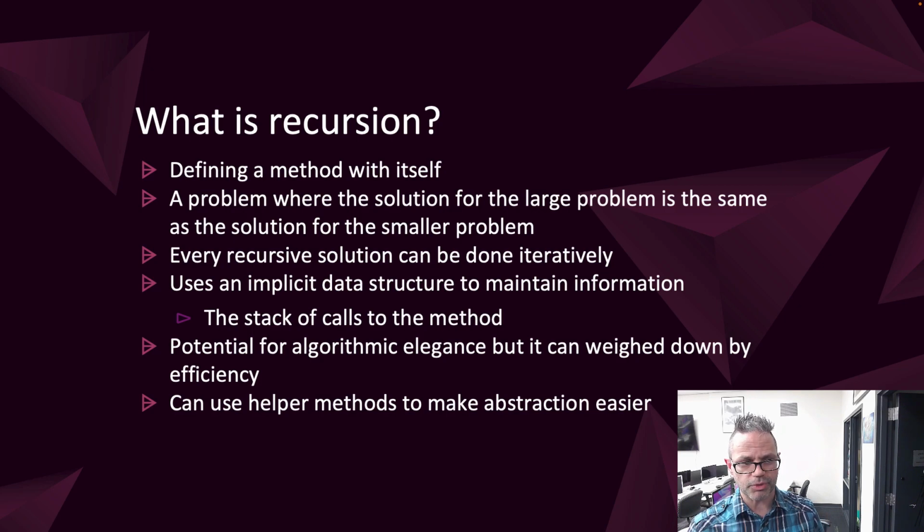Now, when we're using recursion, we have an implicit data structure we use to maintain the information that we actually solve the problem with. And that is the stack of calls for that method as we go through and recursively call it. They get built on the stack, which maintains the order and control flow of that actual problem. There is a potential for algorithmic elegance when we're using recursion, but it can also be weighed down by the efficiency and/or structure for following through the code we're working with. And you can also use helper methods that recursively do the work for you to make that abstraction even easier. So let's go ahead and take a look at some of the details for that.